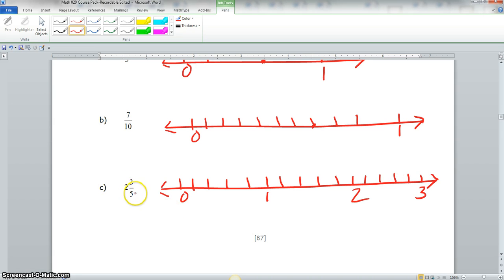Now, if you notice, this is 2 and 3/5. So we need to go to 2, and then we need to count from here 3. 1, 2, 3, and make our point. So this would be 2, because we know we'll cover the 1 and the 2, so that'll be 2. And then this will be your 3/5. And that is it.